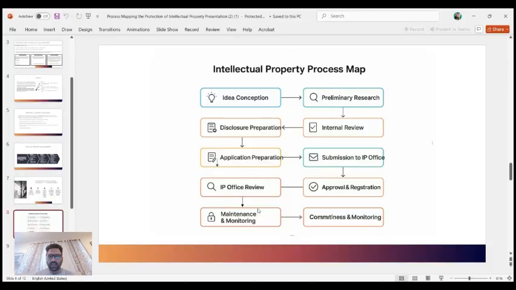Next slide. Intellectual property process map. This map outlines the journey of the idea through research, review, application, and registration, ensuring intellectual property is protected, maintained, and strategically monitored for long-term value.